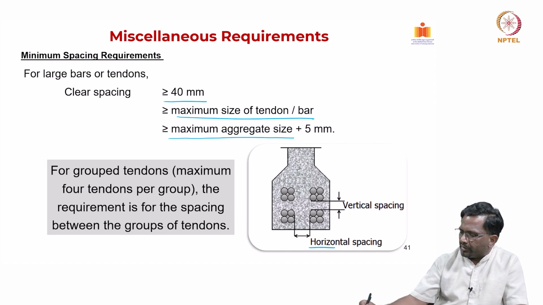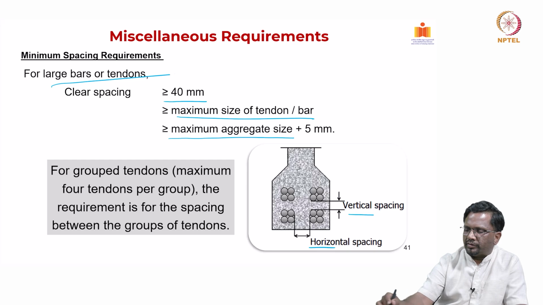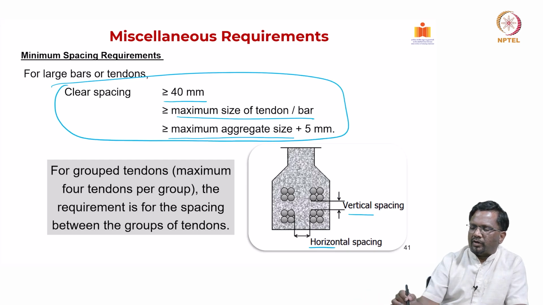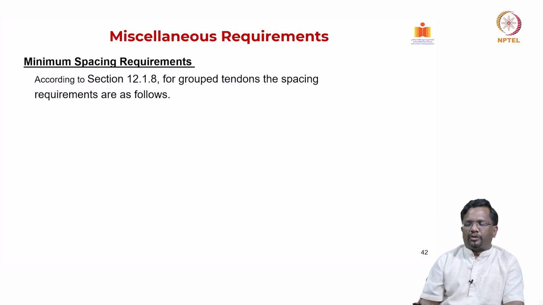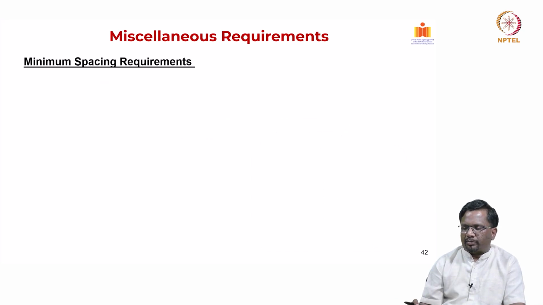For grouped tendons like this, the requirement for spacing between the groups is like this. So, this is the horizontal spacing, this is the vertical spacing. This should follow this clear spacing. All the 3 conditions it should satisfy. So, you take the maximum of these values.